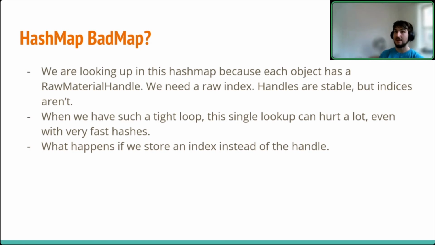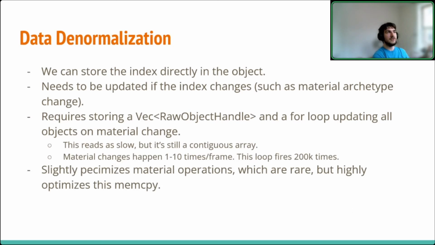Handles are designed to be stable, but indices aren't, because you shuffle things around in the vector. We have a tight loop iterating through that lookup every single time for 50,000 objects, which hurts. But what happens if we store the index instead of the handle? This is referred to in the database world as data denormalization. We're pulling data from one place and storing it in another place for the purposes of quicker lookup. In exchange, whenever we update that value, we need to now go change it everywhere.